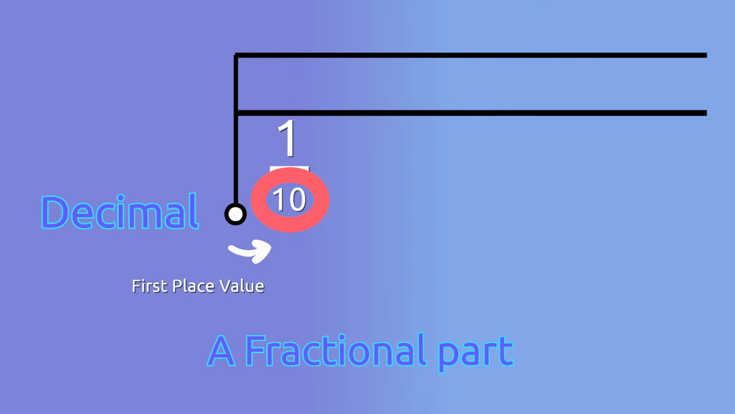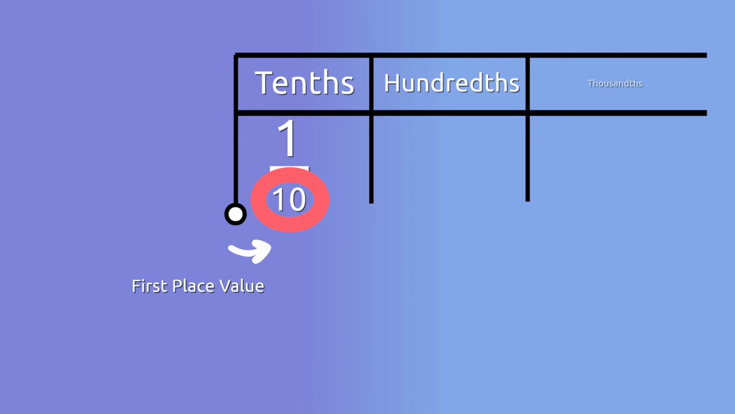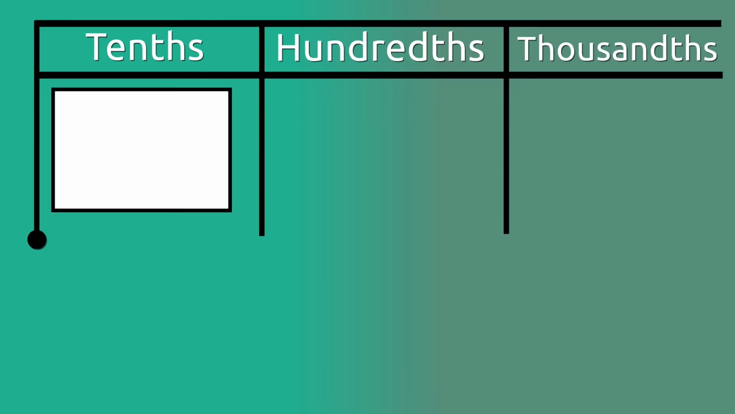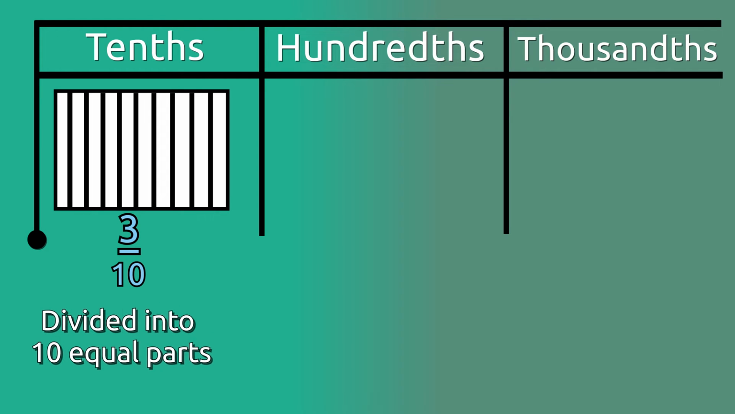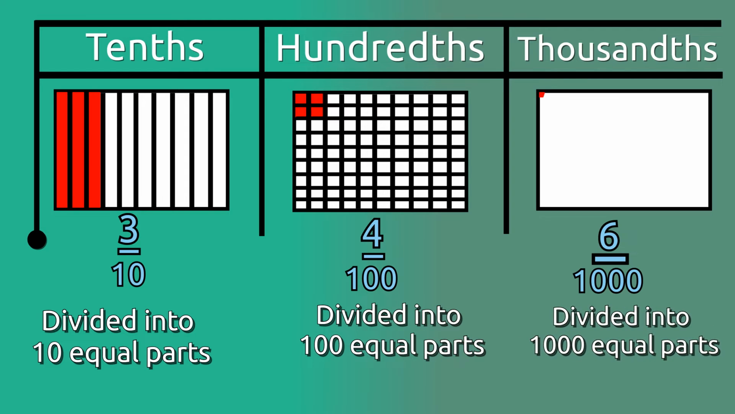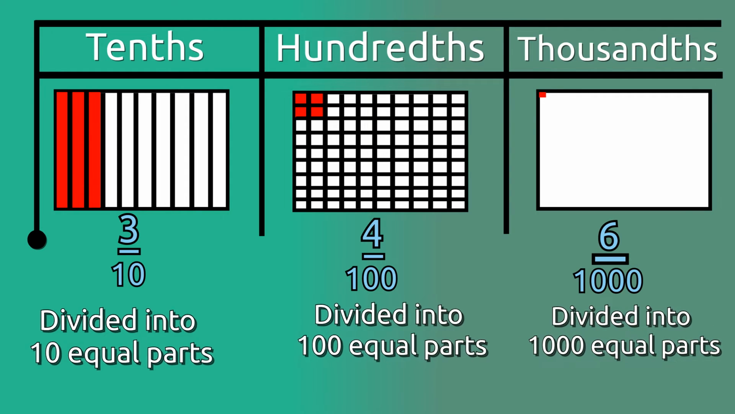The first place value to the right of the decimal does not represent a whole number, but rather a fractional part. As we move to the right of the decimal, we're dividing the value of each digit by multiples of 10. So think of a whole divided into 10 equal parts. Then as we move to the right, 100 equal parts. And as we move to the right again, 1,000 equal parts.